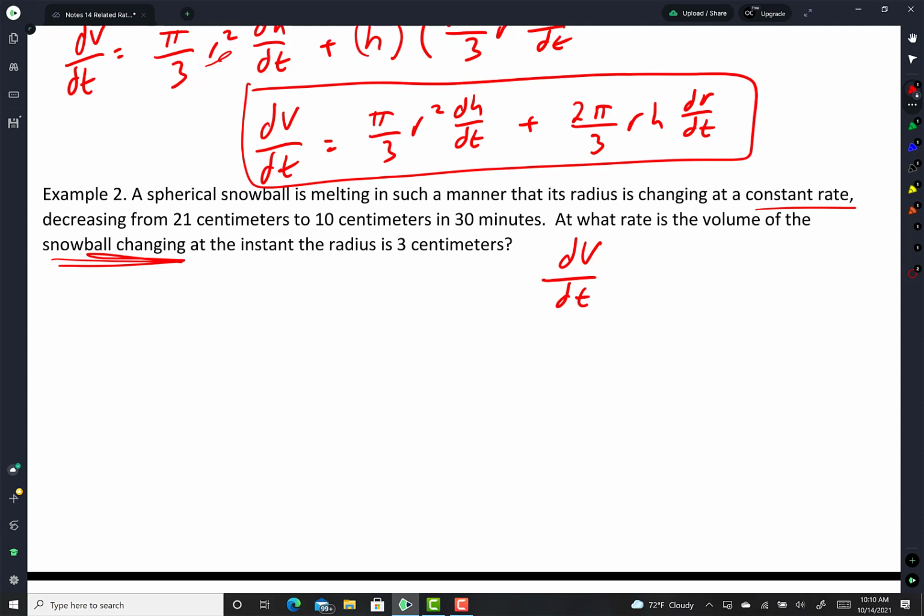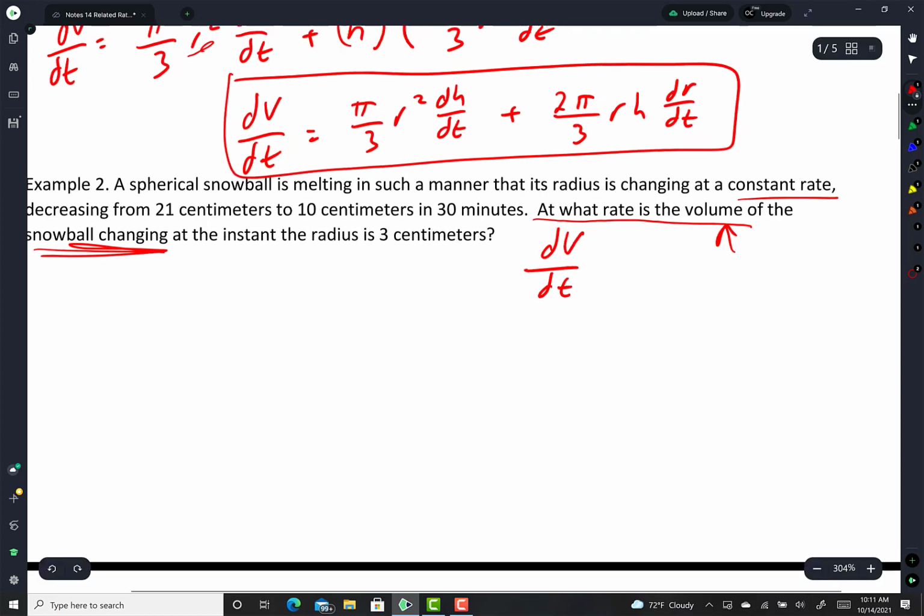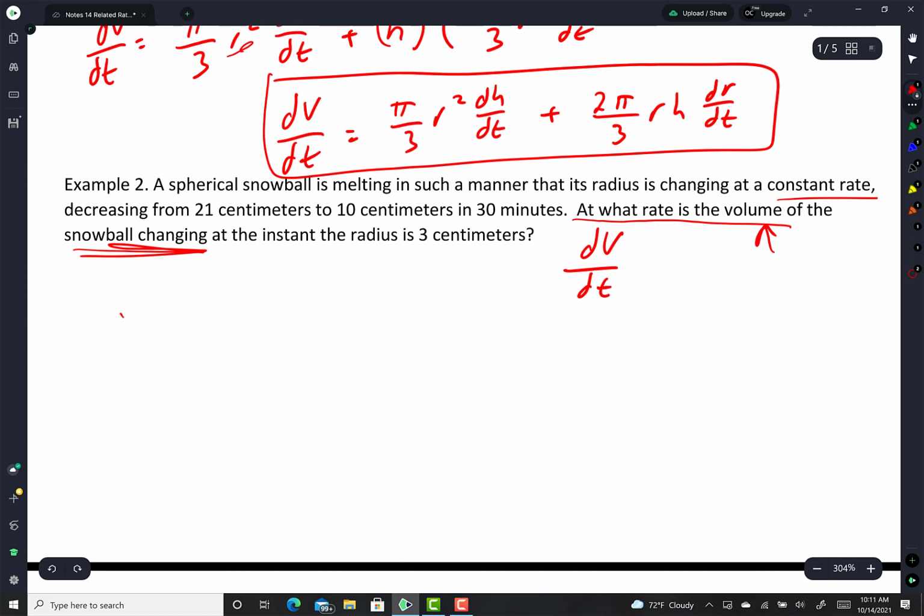Yes. It says at what rate, so underline, at what rate is the volume of the snowball changing? So if I want to know the rate of the volume, isn't the rate of the volume dV/dt? So it's like the instantaneous rate of change of the volume. Yeah. Cool or not cool, guys? Okay, so what did we say volume of a sphere was?